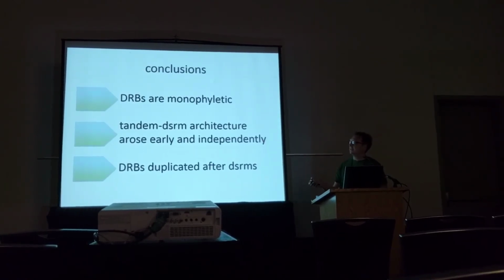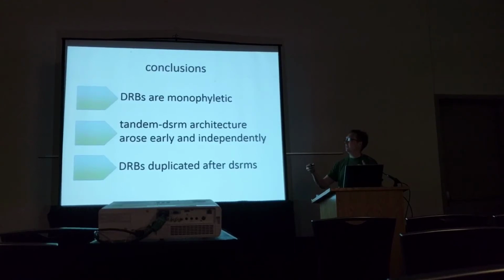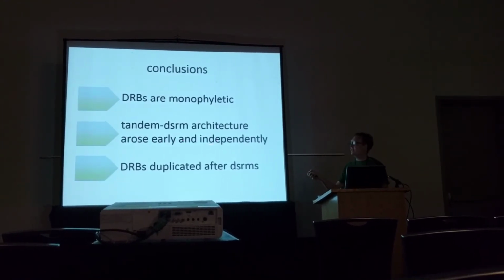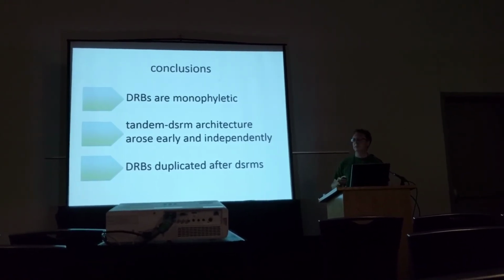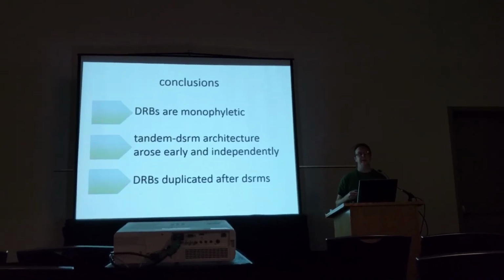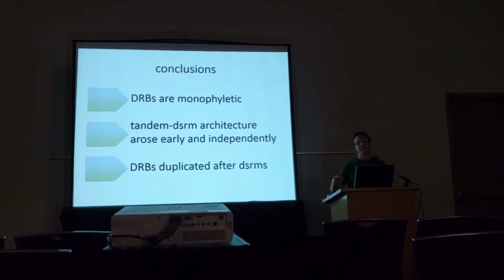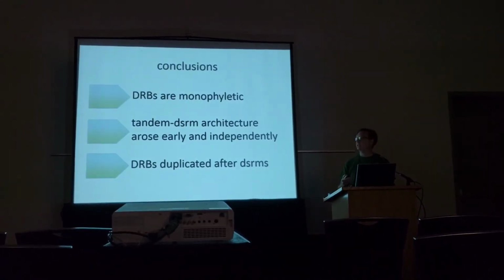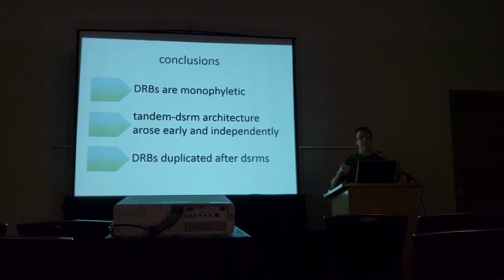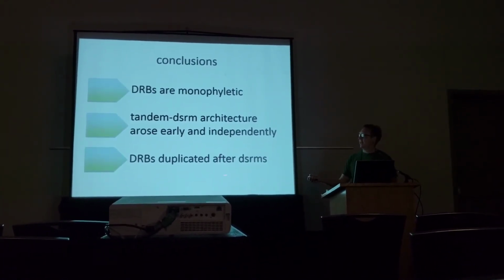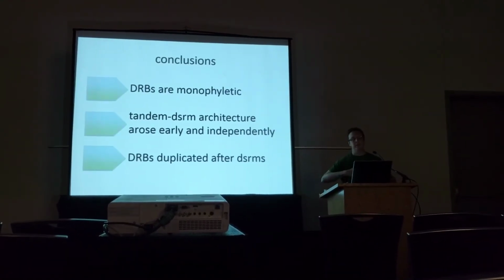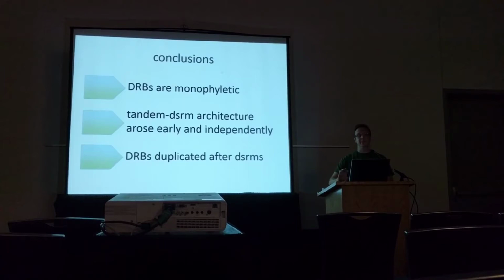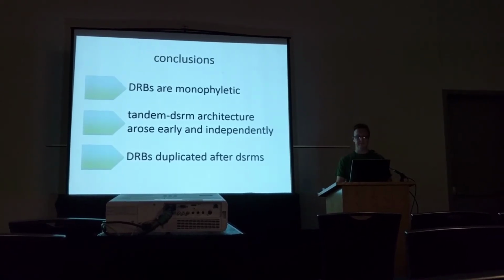The second thing that we found was this tandem DSRM architecture seems to have evolved very early and independently in animals and plants. And so we have this situation where there's an ancestral DSRM domain. After the animals and plants split, we get the independent origin of the DRB protein, this domain architecture. And then later on, we see gene duplications of entire DRBs to grow these protein families. But they're independent protein families in animals and plants.